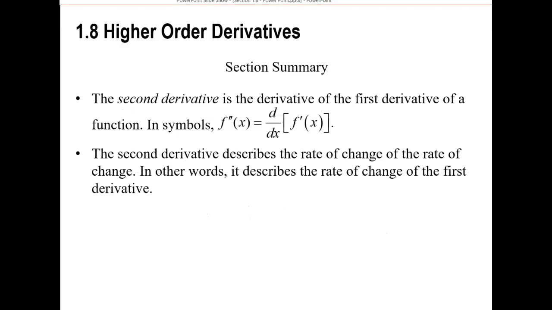All right, so our summary of section 1.8. The second derivative is the derivative of the first. In symbols, it's either f double prime or derivative with respect to x of f prime. The second derivative describes the rate of change of the rate of change. In other words, it's the rate of change of the first derivative. It's how fast the first derivative is changing, or how fast the slope of the tangent line is changing.